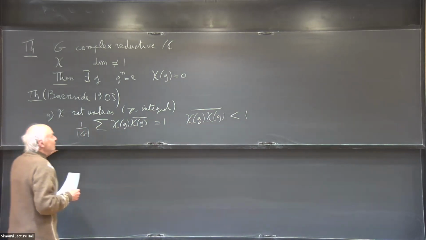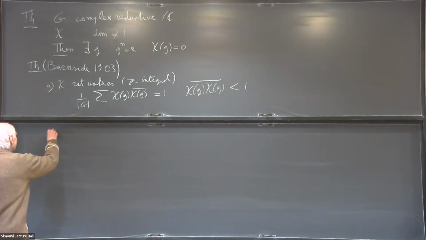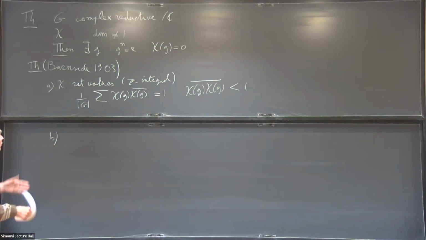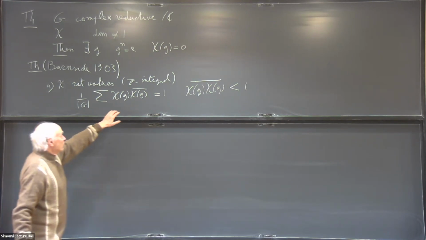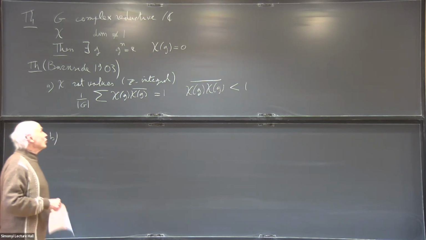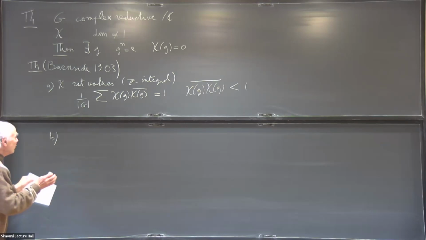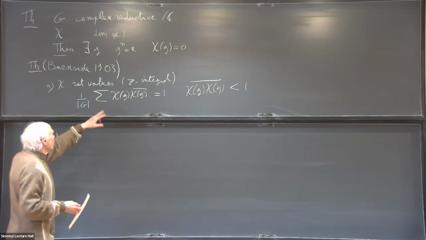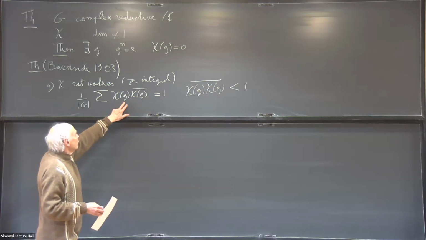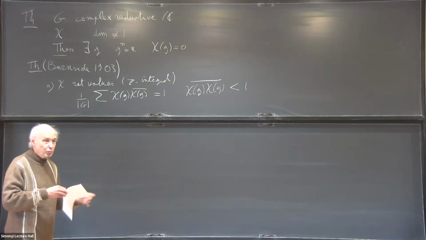Now, this does not work as well in the general case, because then it can very well happen that some absolute value of the character will be smaller than 1, but it's just an algebraic integer. This will tell nothing. So what one has to do is to group together the elements of the group which span the same cyclic subgroup.